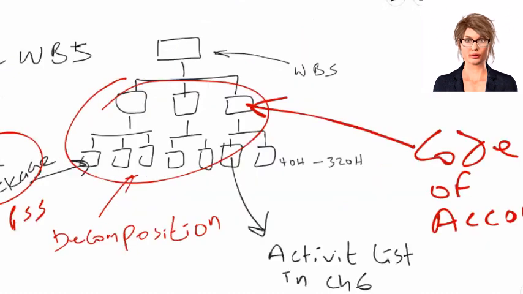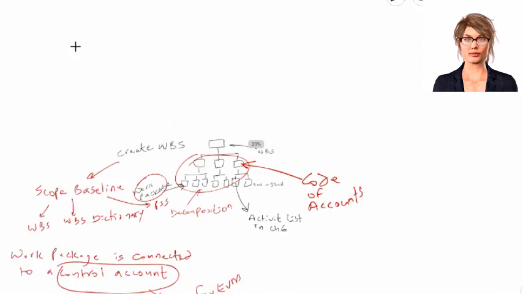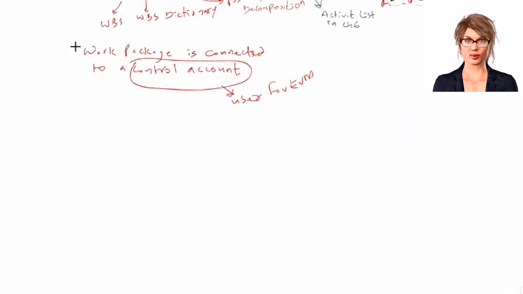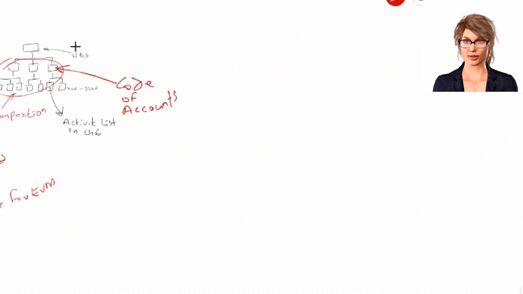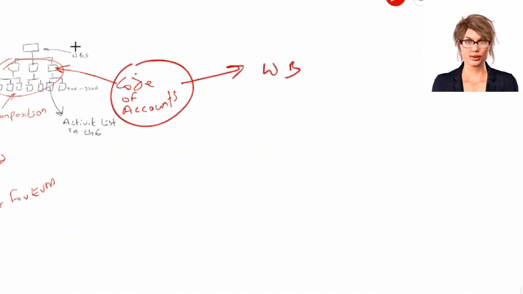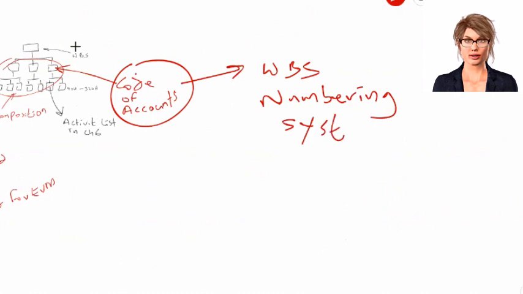Code of accounts. A code of accounts is a numbering system used as a unique identifier for each component of the WBS. The identifiers 1.1.1, 1.2.1.2, 1.3.3, etc. are unique identifiers known as code of accounts.